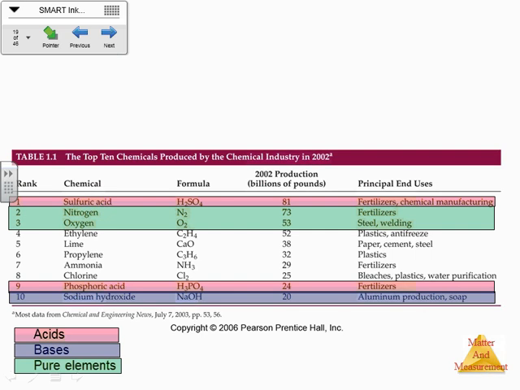Okay, top 10 chemicals produced by the chemical industry. This is a little bit dated, but you can still get sort of an idea of what's going on. Sulfuric acid is number 1, and there's a lot of that made because it's used for fertilizer and a lot of chemical manufacturing. Nitrogen and oxygen also very highly produced because, again, fertilizers, and then steel and welding, you need oxygen for that. And then you've got some other things on this list here, and it tells what they're used for. I thought that was kind of interesting, so you guys can take a look at that if you want.